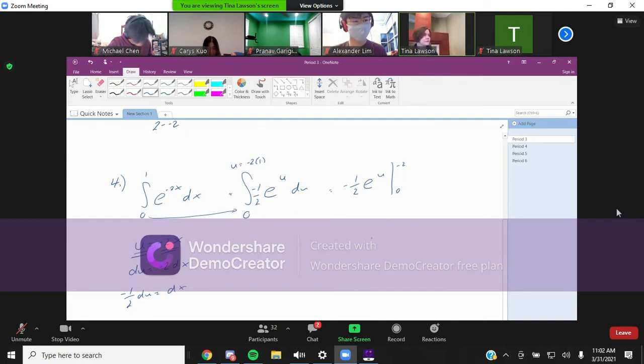You don't have to do it this way. You can anti-derive it, put it back equal to x, and then use the 1 and the 0. But this might be a little quicker and less work. So it would be e to the -2 minus, don't forget that, -1/2 e to the 0.